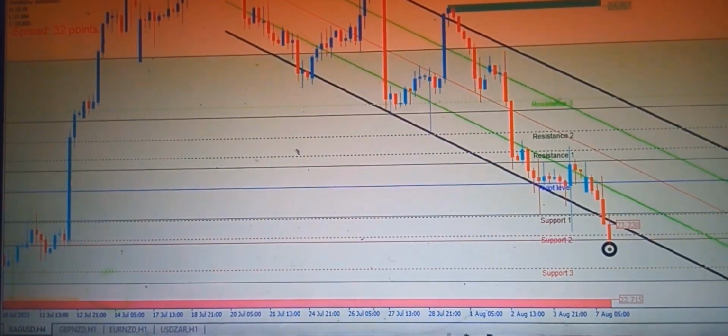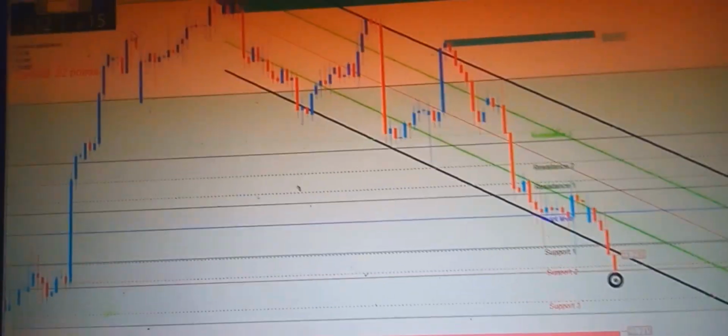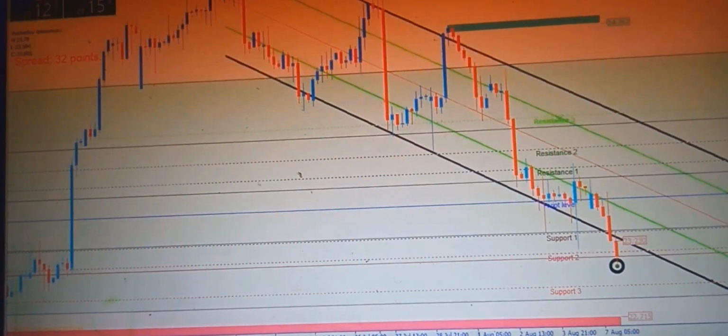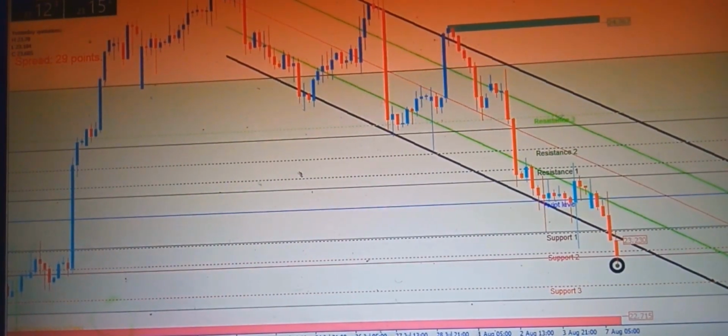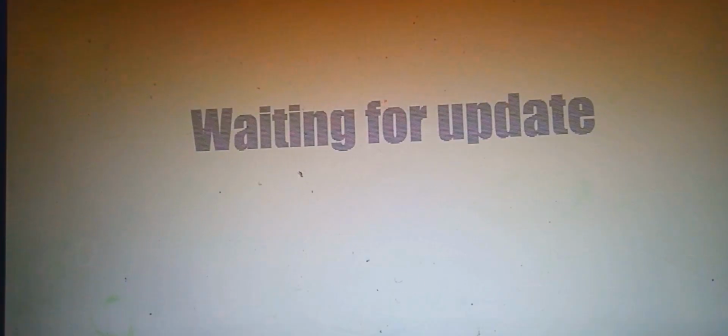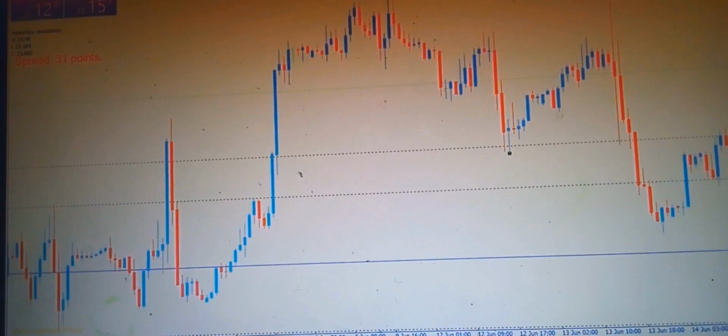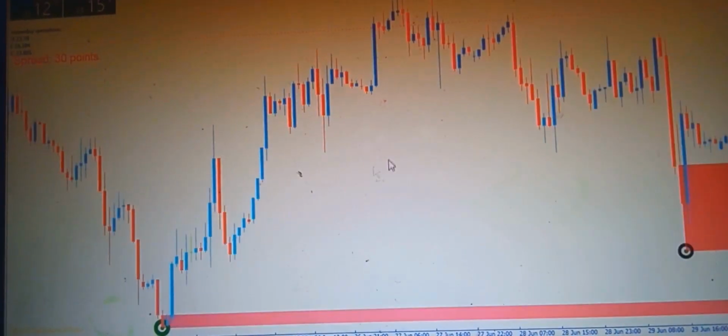Automatically the system will give you all these levels and the trend lines. I think in the next video, I will explain a little more about how to trade the trend lines using the system. I'm just waiting for my network. Right, we are back.